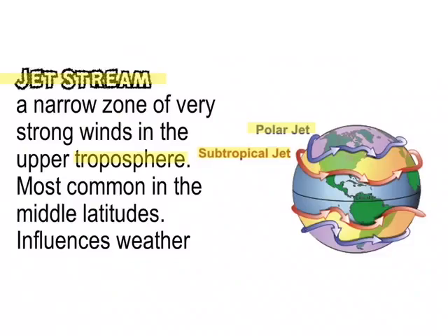Another type of wind is the jet stream. Jet streams are very strong winds in the upper troposphere.